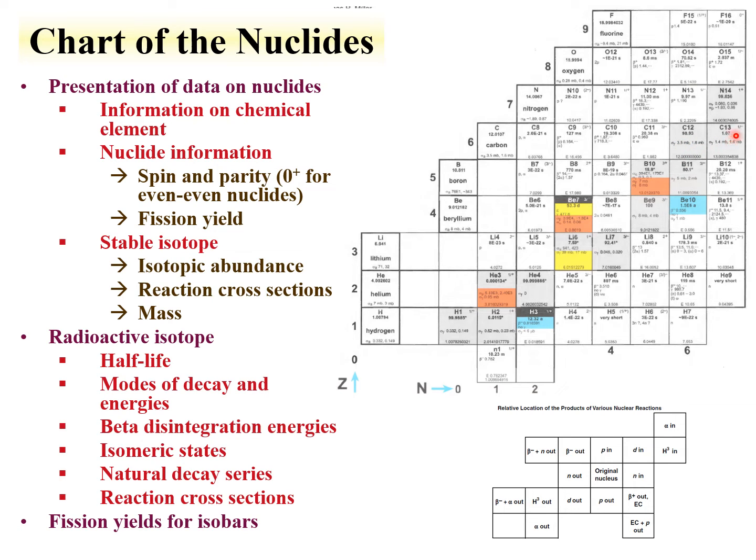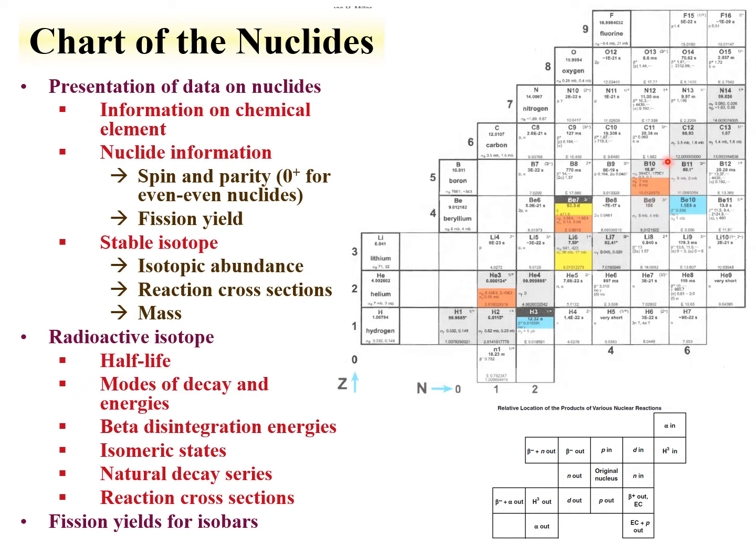Carbon-13 is 1/2 minus, so that's carbon-13 NMR. You can get information on fission yield, we'll show that. You can also get information for stable isotopes, for instance, isotopic abundance, reaction cross sections, and mass.